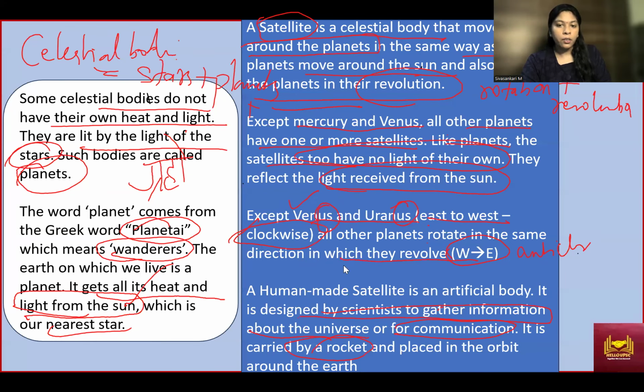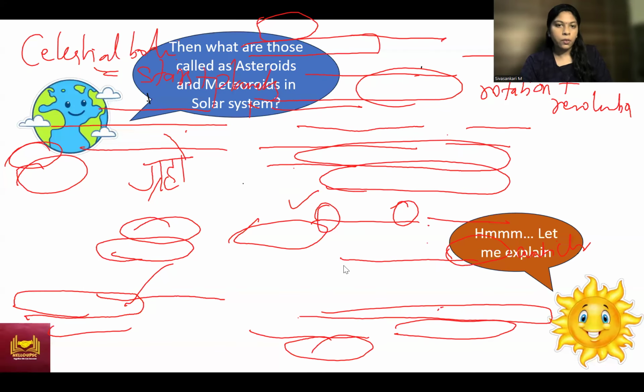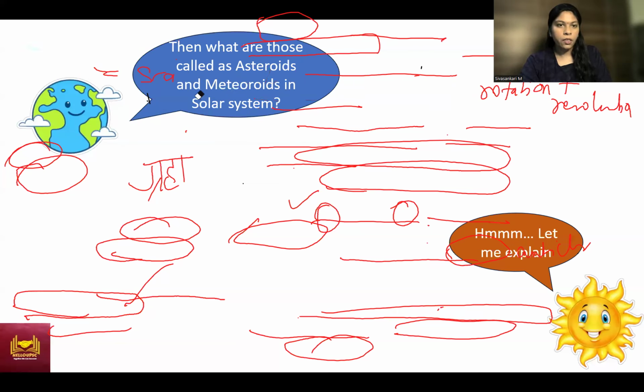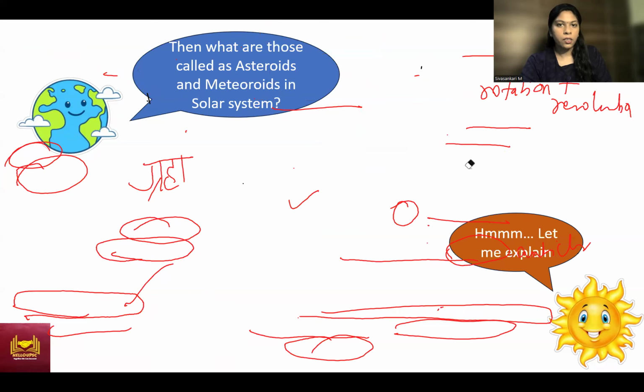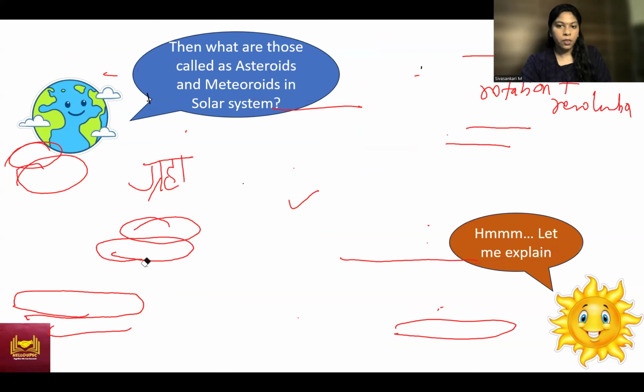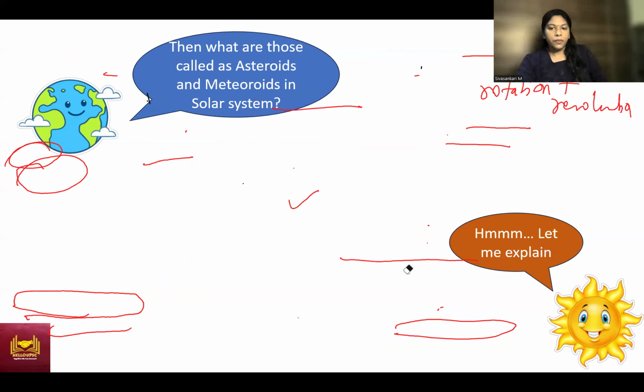Now we'll go to the next slide. Let us first erase all these things. Now we are going to see the next term, what is left over, especially the asteroids and the meteoroids. So we'll move to that slide.